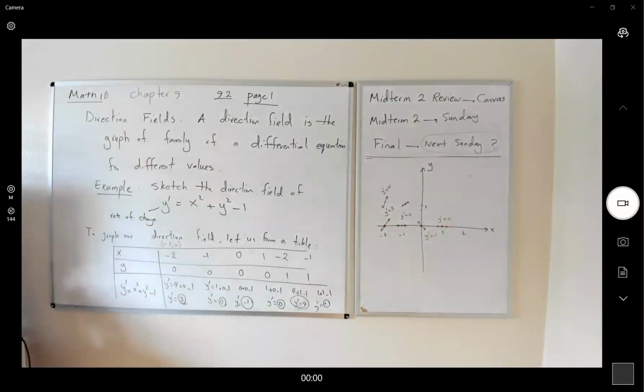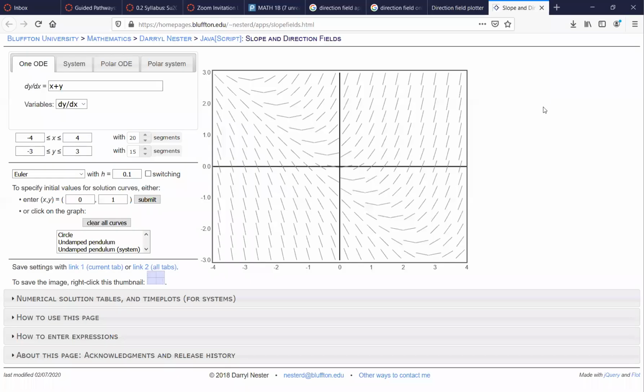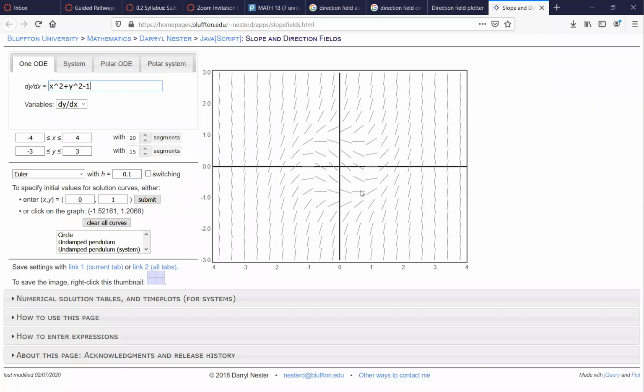So let me share my screen with you. So our direction field is related to x squared plus y squared minus 1. Okay, perfect. So this is the direction field. This website just took on different values for x, for y, like the table that we did on the board, but as you can see, it's much faster. So this is your direction field.